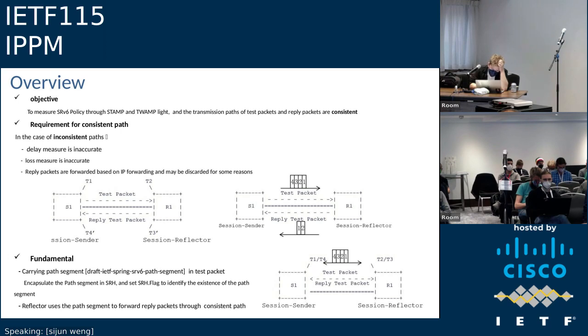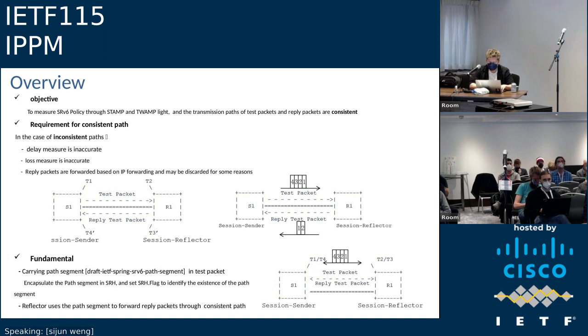Moreover, measuring one-way delay requires high precision of clock synchronization in the network. In addition, the measurement of packet loss is not accurate, and it may even not conform to the fact, as shown in the right figure. But when the transmission paths of the test packet and the reply packet are consistent, there is no packet loss, as shown in the bottom right figure. But reply packets may be discarded because they are forwarded through IP.